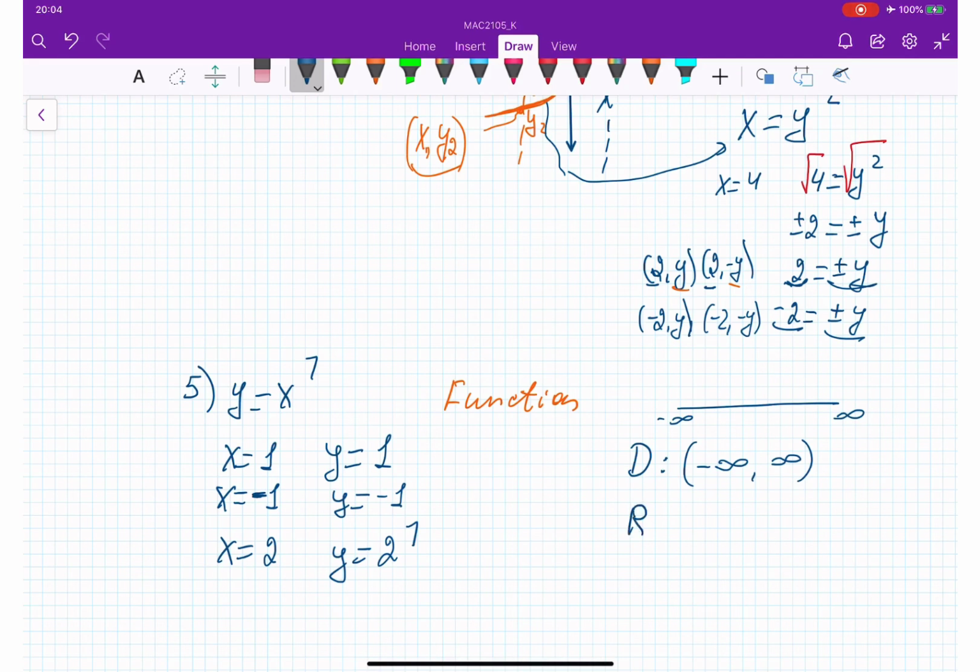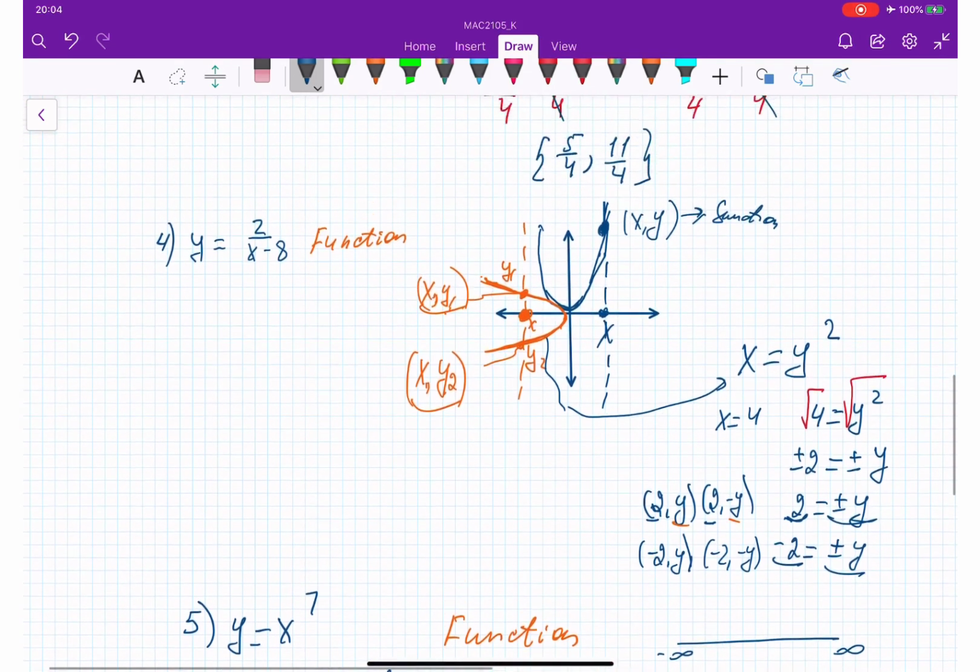So let me see, domain is our value of x, and range is possible value of y. So usually, because y depends on x, therefore if domain can be any value, then range also can be any value. I don't see any limitation. So also going to be negative infinity to positive infinity.